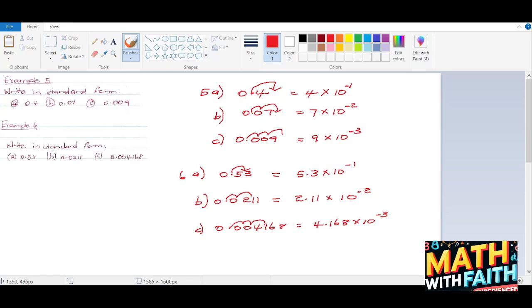Right? So just like we did it for big numbers, we can do it for small numbers, except that we use a negative index. And that's how we work out standard form for small numbers.